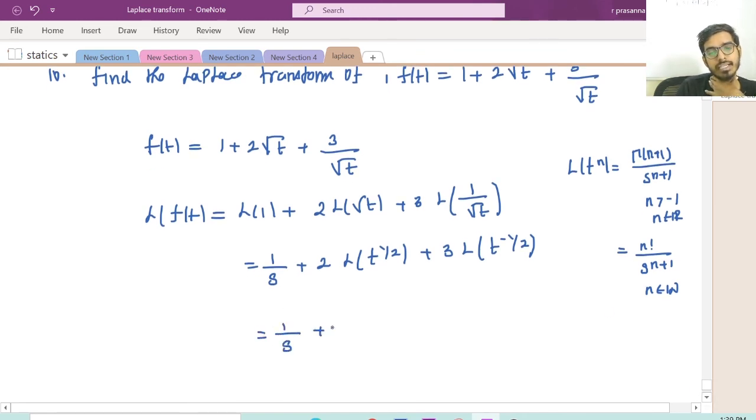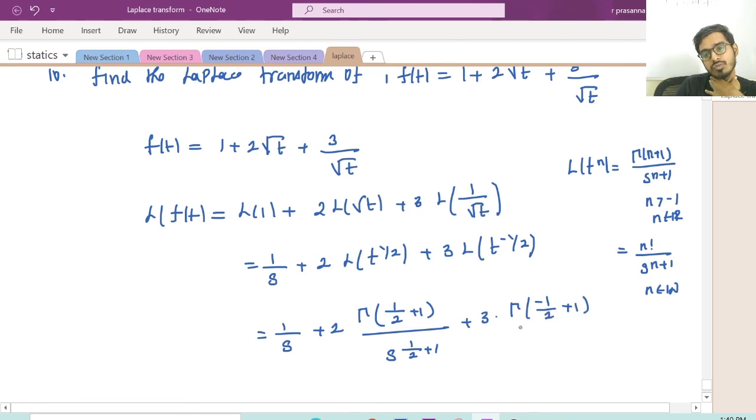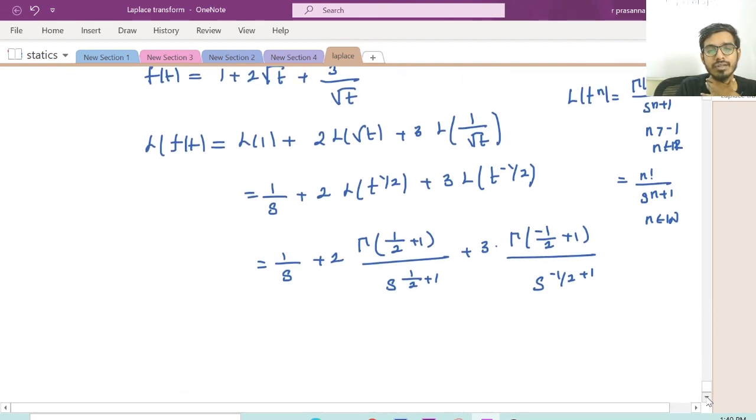It will be equal to 1 by s plus 2 times gamma of n plus 1 divided by s power n plus 1, with n equal to 1 by 2, plus 3 times gamma of minus 1 by 2 plus 1 divided by s power minus 1 by 2 plus 1, right? Very easy, after just substituting n equal to 1 by 2 and n equal to minus 1 by 2. So we have two formulas for t power n depending upon the value of n. If n is greater than minus 1 and n belongs to real numbers, you should use this formula. If n is a whole number, it will be n factorial by s power n plus 1, right? We have also derived this formula.